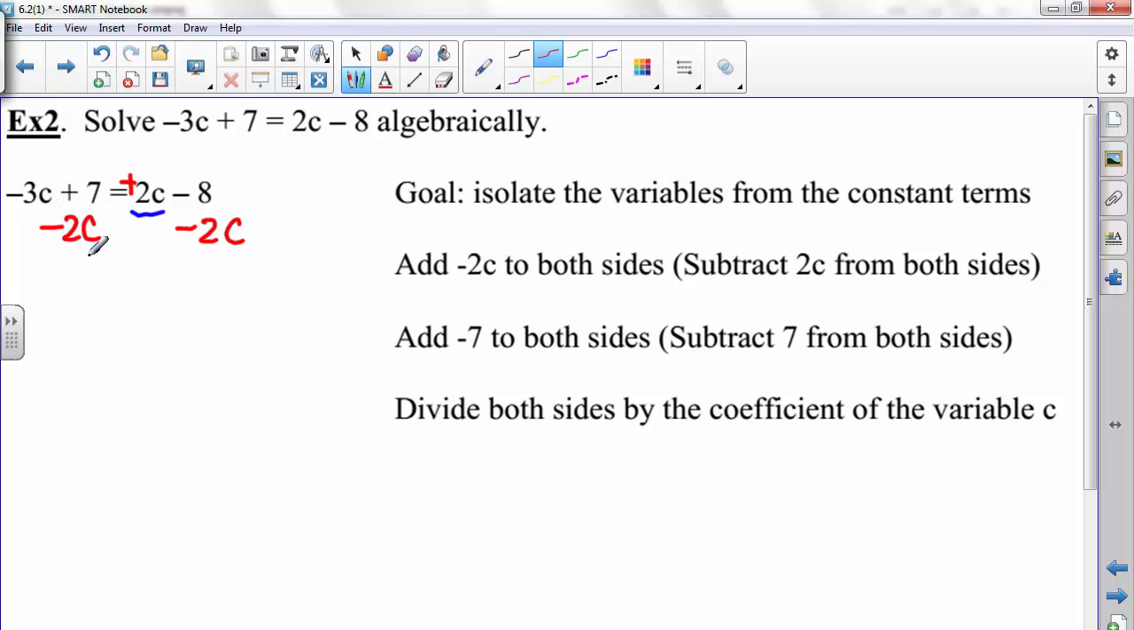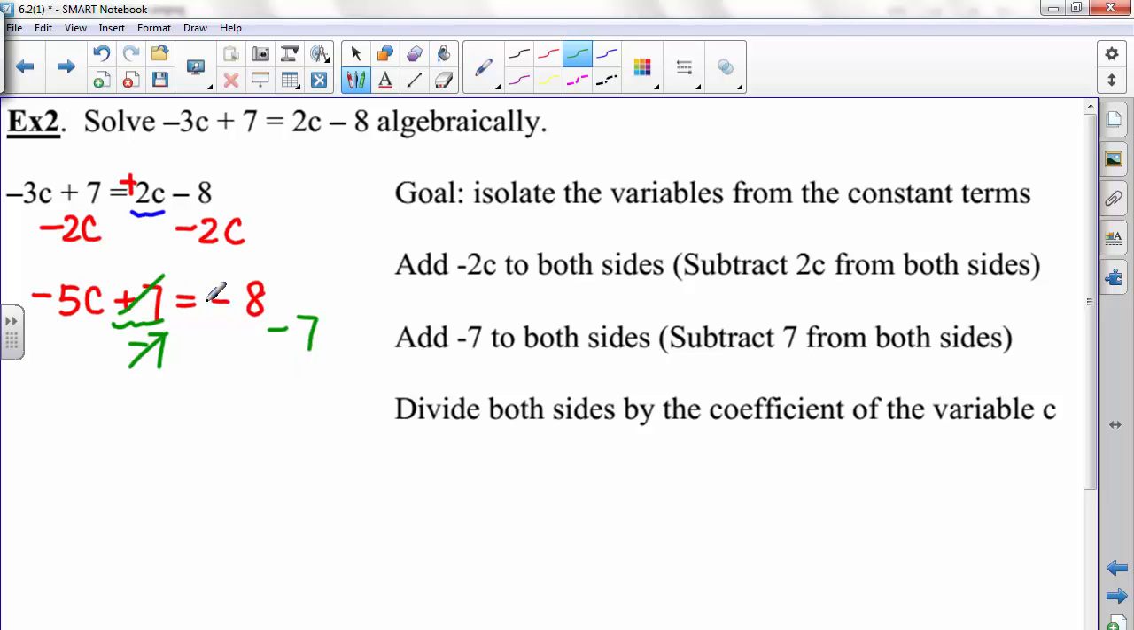Negative 3c minus 2c, combine the like terms. This one is negative 5c. Then plus 7 equals negative 8. Then I want to cancel this positive 7 or plus 7. So what I need to do is I add a negative 7 to both sides, but you also can say subtract 7 from both sides.